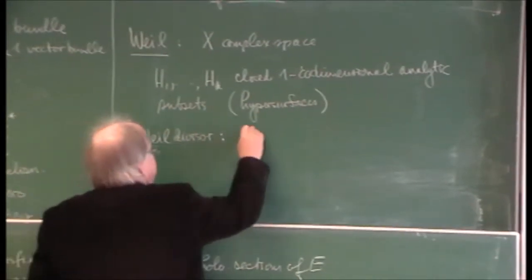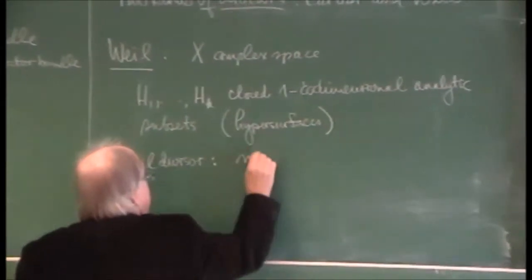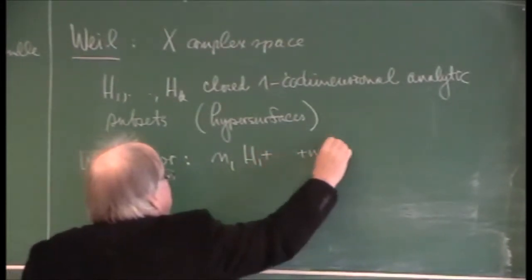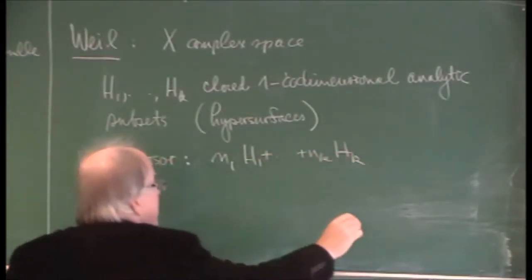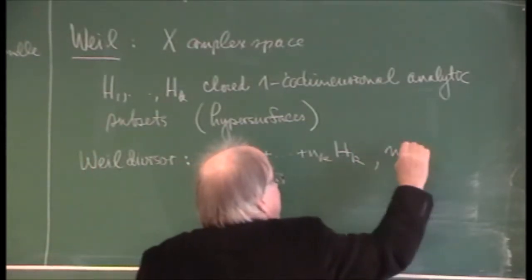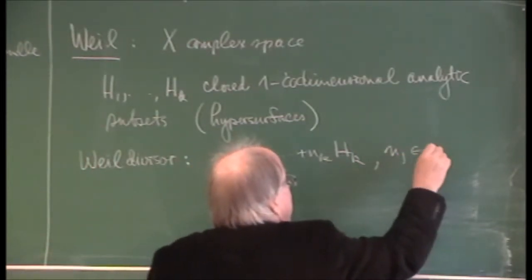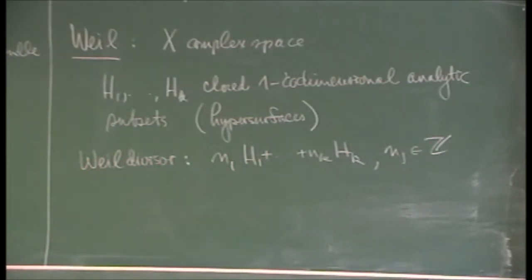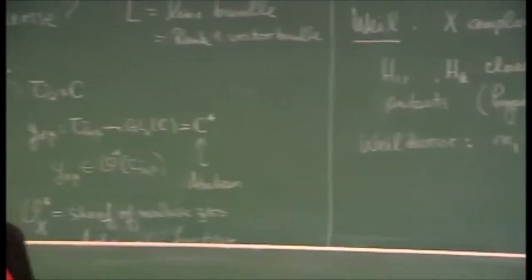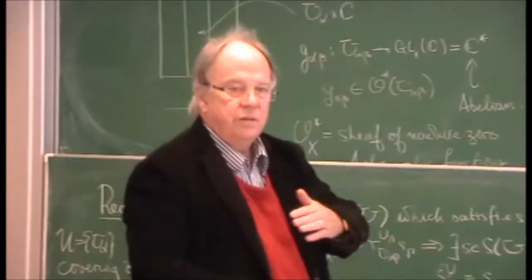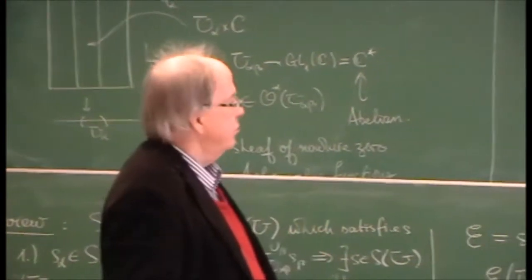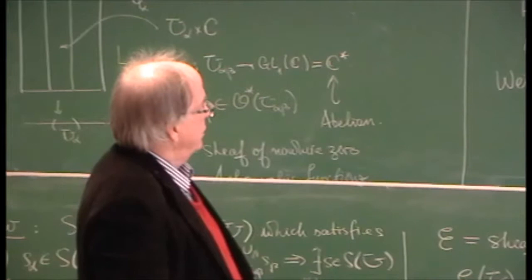It's a formal linear combination, n1 H1, where the nj are integers. So it means hypersurfaces with formal weights, which are multiplicities. You can imagine they occur at these multiplicities. It's hard to imagine negative, but it really also occurred. This is a Weil divisor.